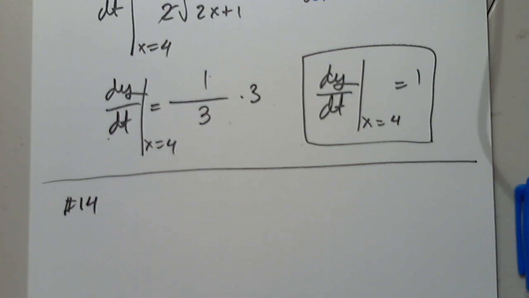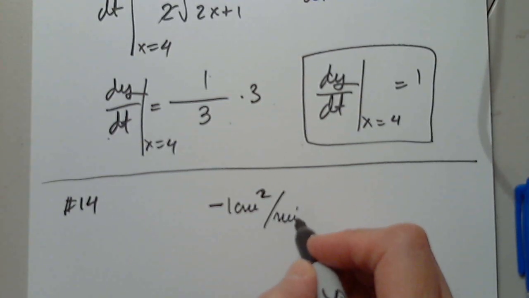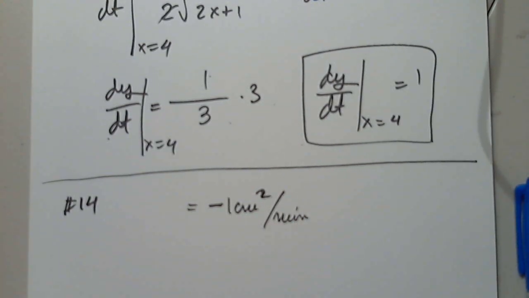So in the first sentence, if a snowball melts so that its surface area decreases at a rate of 1 centimeter squared per minute, decreases means negative 1 centimeter squared per minute. I have to identify what this is. A snowball melts so that its surface area decreases at a rate of 1 centimeter squared per minute. I need to identify what this is. Anyone? We need the formula for surface area. No.